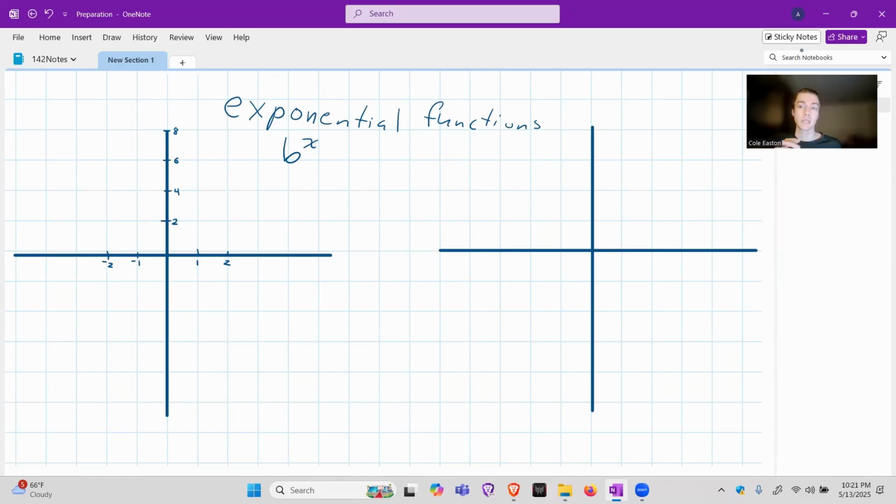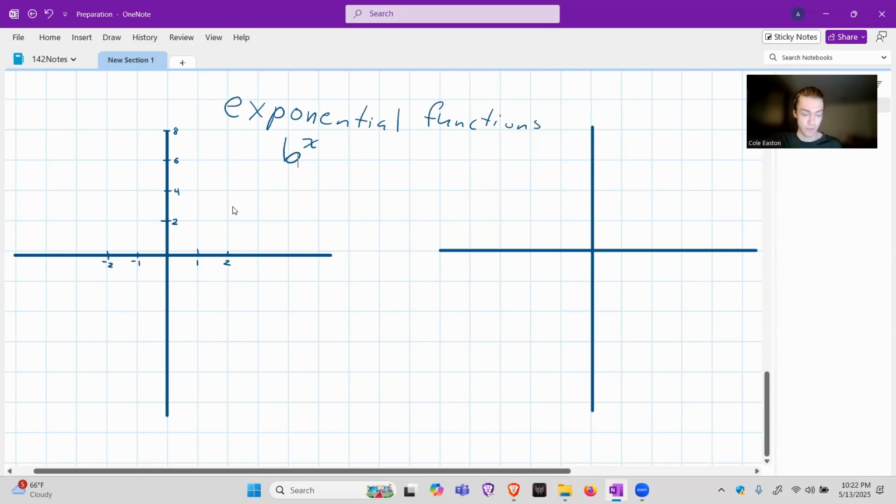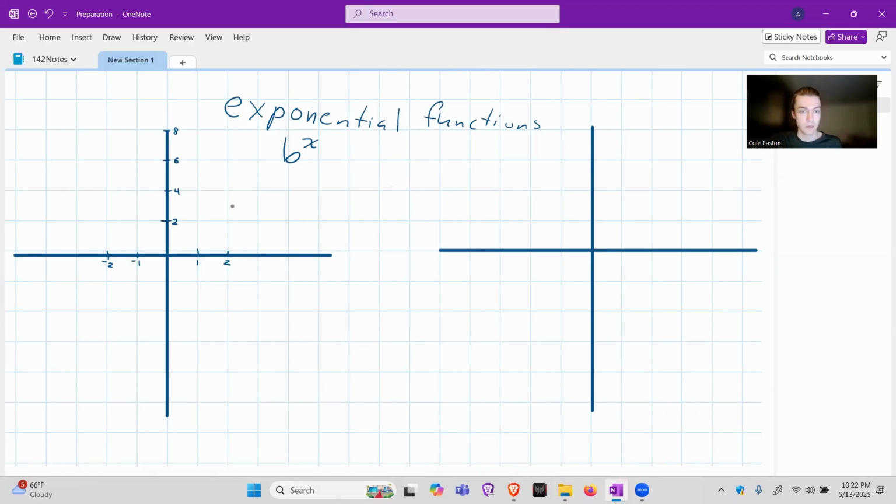So what makes something exponential is that the variable of your function is in the exponent rather than being in the base raised to an exponent, right? So x squared is not exponential, but 2 to the x is exponential. So let's graph right here. We're going to graph the function 2 to the x. So that means 2 times itself, x times.